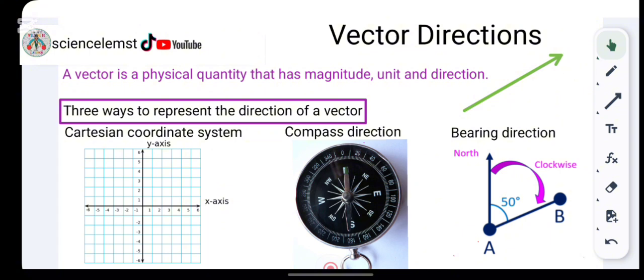In grade 11, we are introducing you to 3 different ways in which you can represent the direction of a vector. The first one is the Cartesian Coordinate System, which uses the x and y plane. The second one is the compass direction, which uses north, east, south, west, together with its cardinal points. The last one is the bearing direction, where we're only focusing on the angles measured from the north line as a reference point.